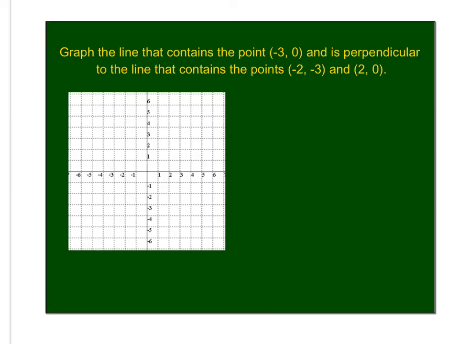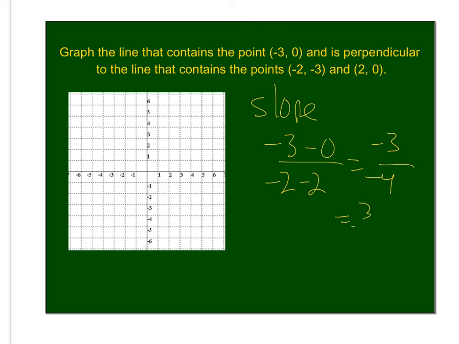All right, so graph the line that contains the point negative 3, 0 and is perpendicular to the line that contains the points negative 2, 3 and negative 2, 0. So figure out slope first. So let's go negative 3 minus 0 over negative 2 minus 2. So it's going to be negative 3 over negative 4. So that's going to be 3/4.